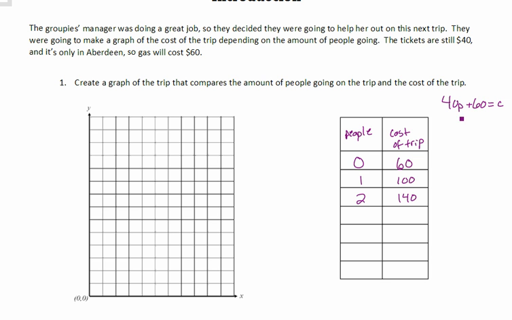So do we have to keep plugging numbers in here? No, we can realize that little pattern. If 3 people go, an extra $40. 4 people go, an extra $40, and so on. Oops, 300 exact.